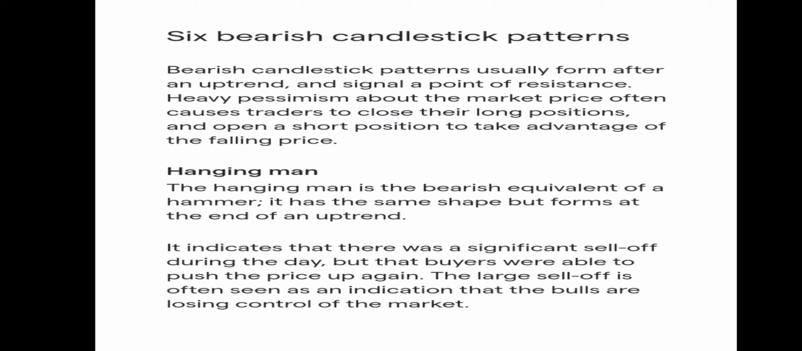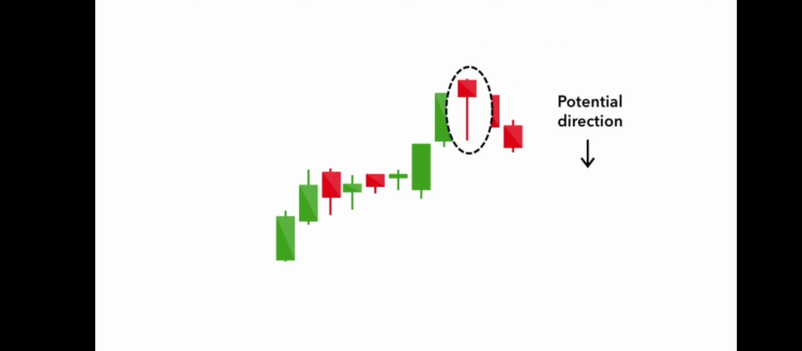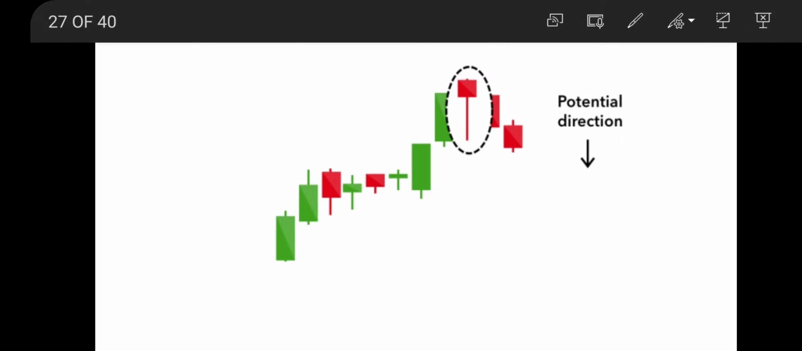Next we will discuss the bearish candlesticks. The first candlestick is the hanging man. It's similar to a hammer. There is no difference in color, and it also looks similar to a hammer.